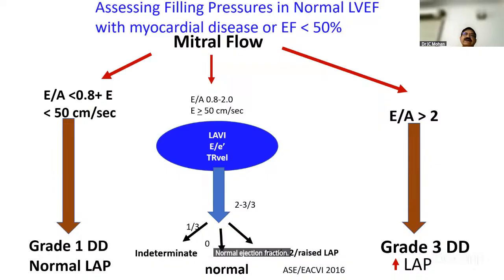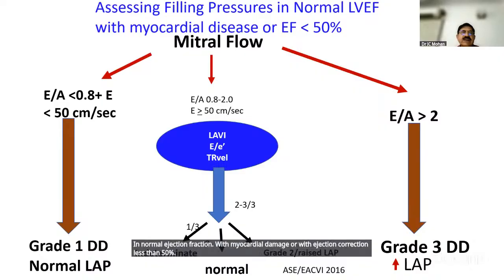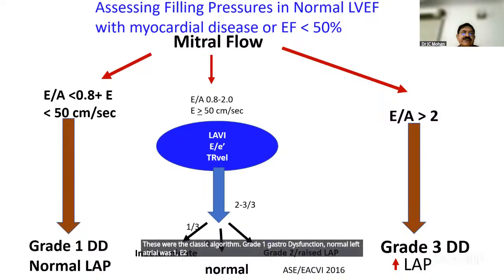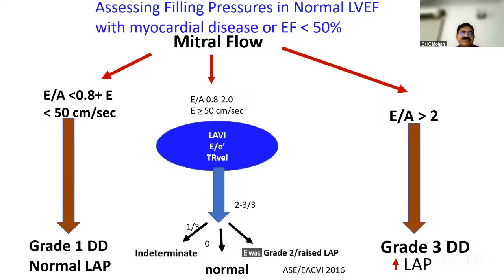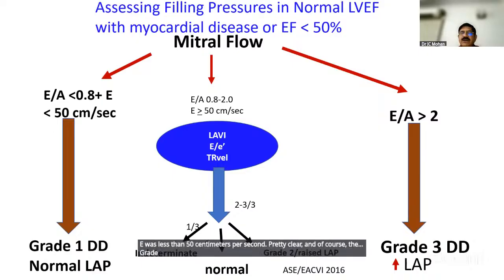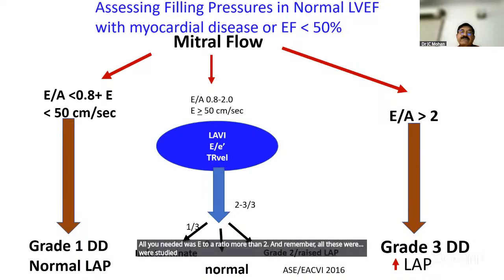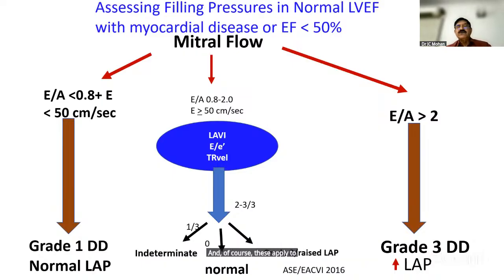The same guidelines said that in patients with myocardial damage or with ejection fraction less than 50%, this was the classic algorithm. Grade 1 diastolic dysfunction, normal left atrial pressure, was when E to A ratio less than 0.8 and E was less than 50 centimeters per second. Pretty clear. And of course, grade 3 diastolic dysfunction on the extreme right with increased left atrial pressure was also very clear. All you needed was E to A ratio more than 2. And remember, all these were studied in relatively elderly people, and these apply to individuals who are above the age of 45 years.